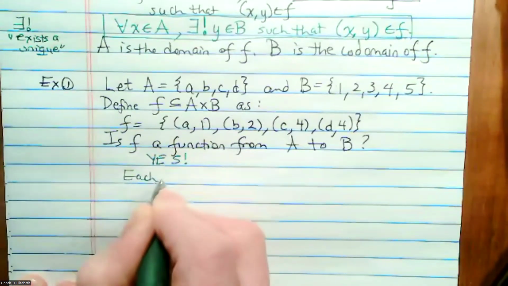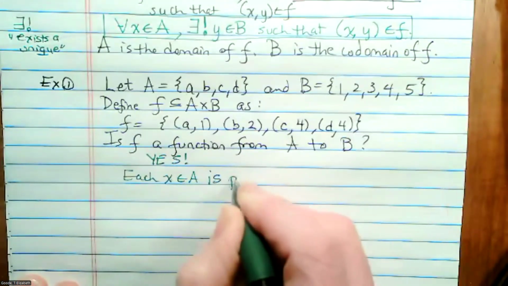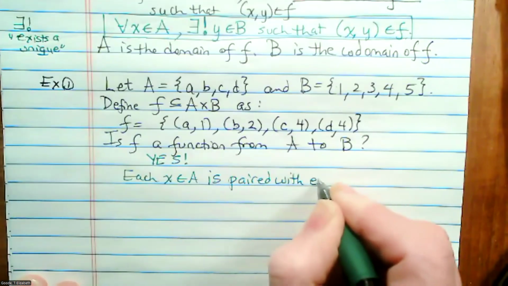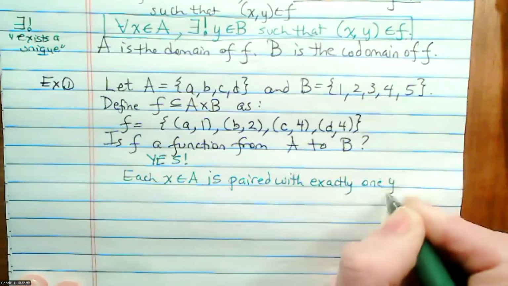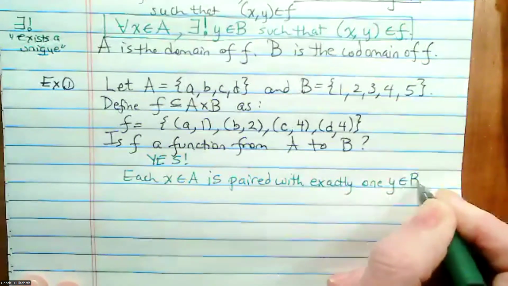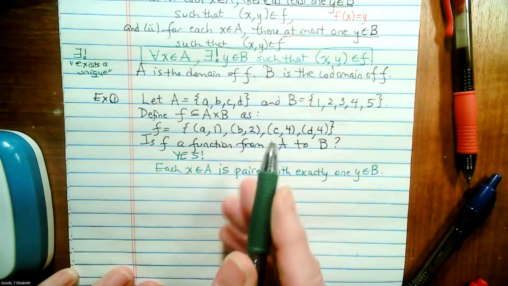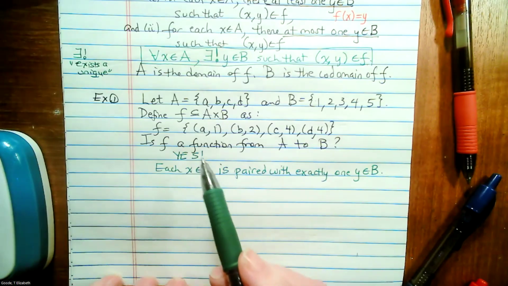Each X in A is paired with exactly one Y coming from B. In other words, we do not see... oh, suddenly it looks much better. It's like my internet just kicked in or something.